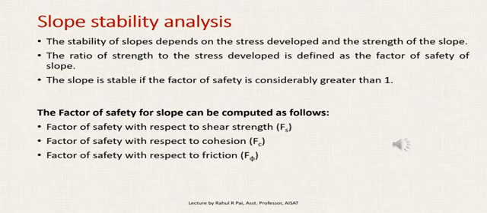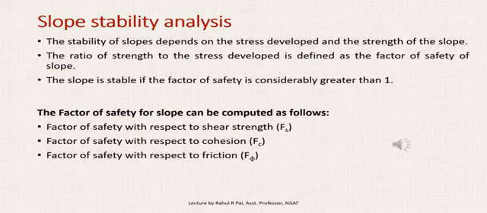Whenever the strength of the particular soil is higher than the stress developed due to that potential failure surface, then the slope is always safe. Or you can say that the slope is stable only when the factor of safety is greater than 1. This is very important. It must always be greater than 1. Once the factor of safety is 1, that means the slope will start to fail.